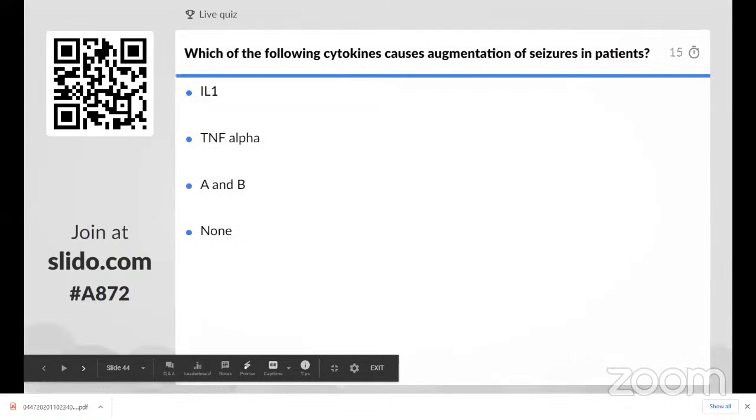Next question. Which cytokines can augment seizures in patients? Interleukin 1, TNF alpha, both or none? Which can increase seizures in a patient? Please vote. Which are pro-inflammatory or pro-seizure cytokines?